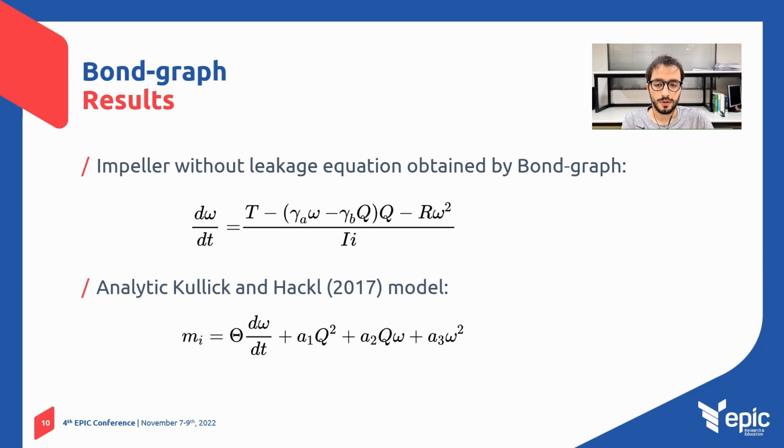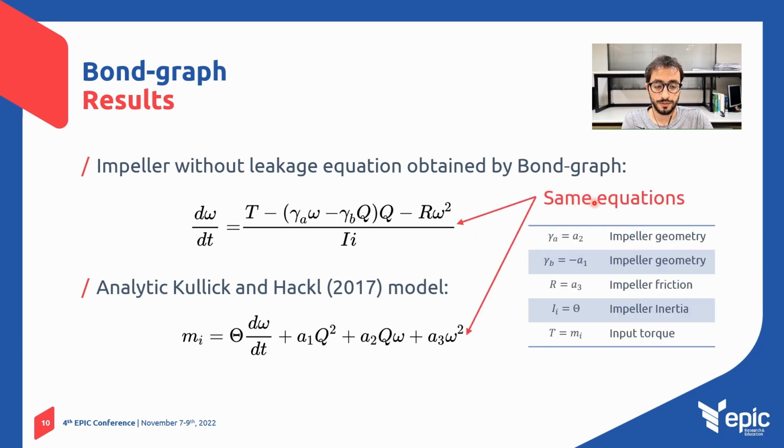From the bond graph model presented previously, we can obtain a differential equation for the ESP impeller. Here, we have a differential equation without the leakage loss, using the bond graph technique. From the literature, we have the Kulik and Haeckel model in this differential equation, where the authors obtained analytically the dynamical model for the impeller using the conservation of momentum and mass. The equations appear different, however, they are the same equations, but written differently.